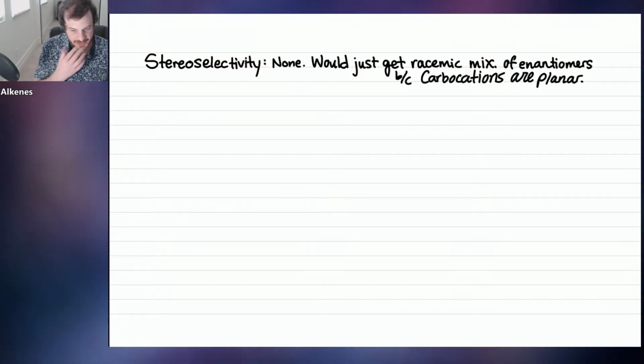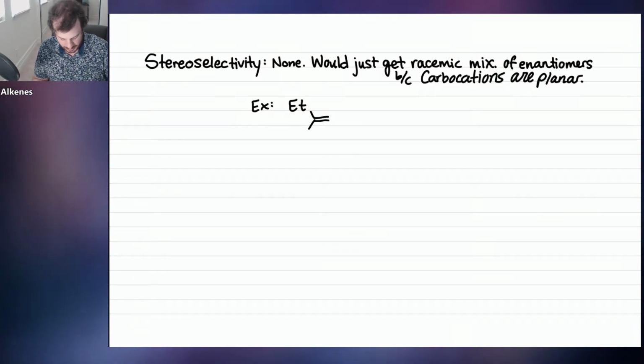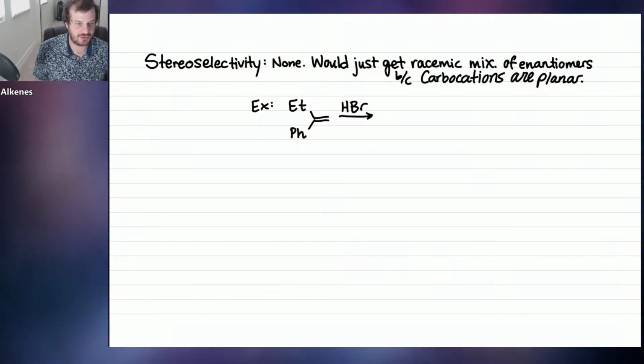Okay, let's take a look at an example here. So if we had, for example, this alkene, ethyl and phenyl on the left and 2 hydrogens on the right, and we treat it with HBr, we're going to add the bromine to which side, left or right? That's right, we're going to add the bromine to the left side because that's Markovnikov's rule, where the hydrogen goes on the right side since the right side already has more hydrogens. And what we'll see here is that we're going to get a mixture of enantiomers.